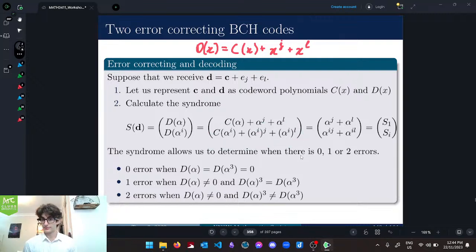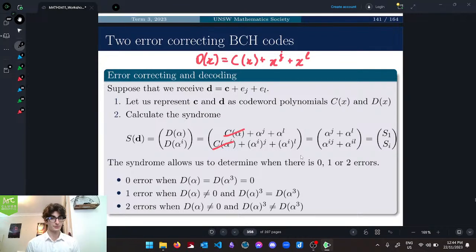And the same with powers of i. We know that this will go to 0, and this will also go to 0. And so we get this is going to be S1 and Si. The syndrome allows us to determine when there is 0, 1, or 2 errors.